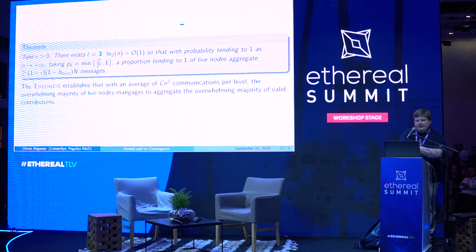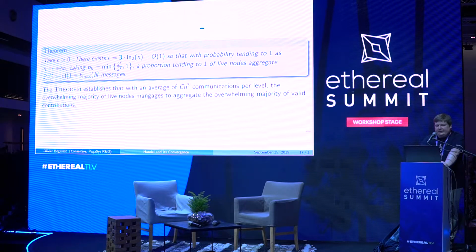And with these things set, the theorem states that basically if you've set these parameters at the beginning, then upon communicating with roughly n cubed nodes on each level, where n is the height of the graph, so it's the log of the total number of people, with basically communicating at each level with n cubed people, the vast majority, or proportion tending to 1 of all live nodes, will aggregate nearly everything there is to aggregate in the system.